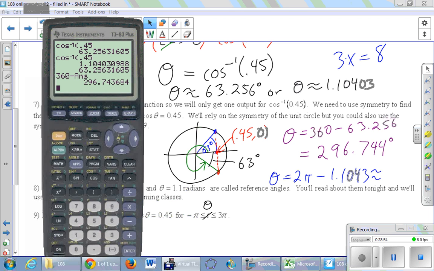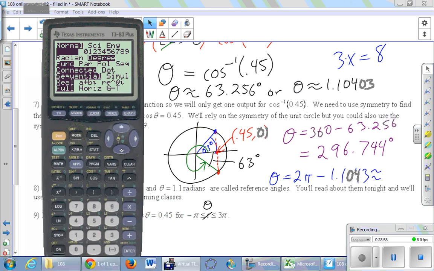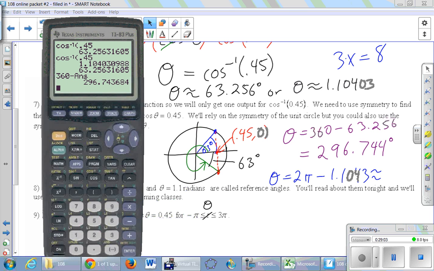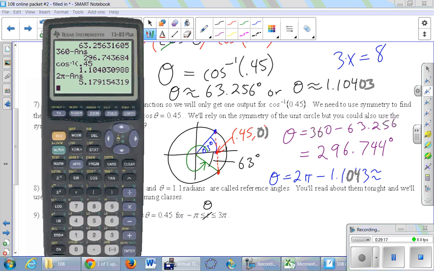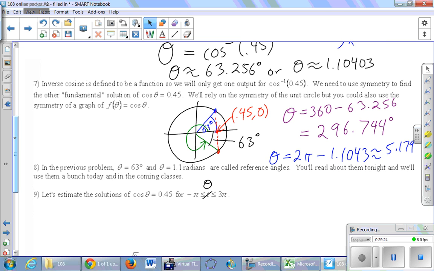Okay, here I'm definitely going to use the calculator, so let's try this one. And just like before, I'll get as much accuracy as I can by asking the calculator for inverse cosine of 0.45, and then doing 2 pi minus this answer. 5.179, so that's our second number. Okay, so we use the symmetry on the unit circle.